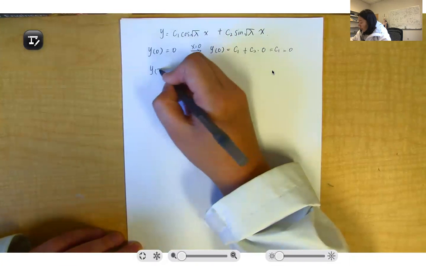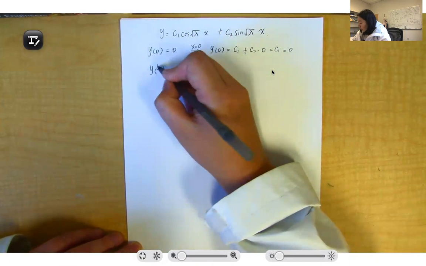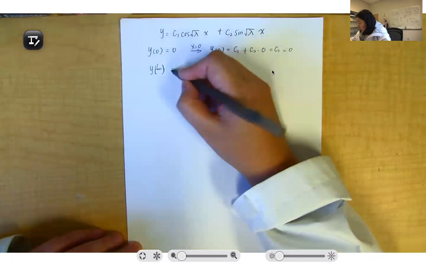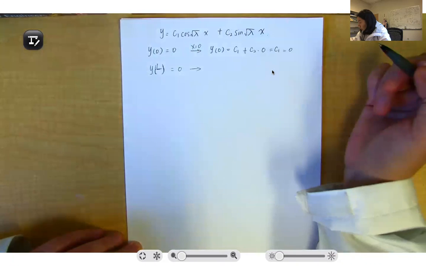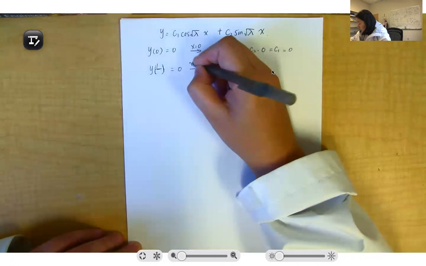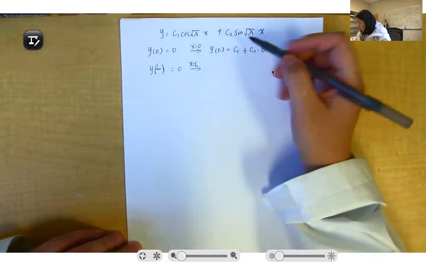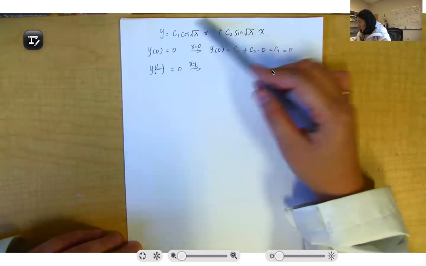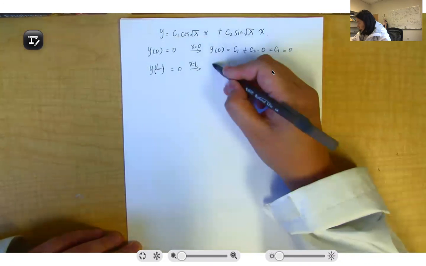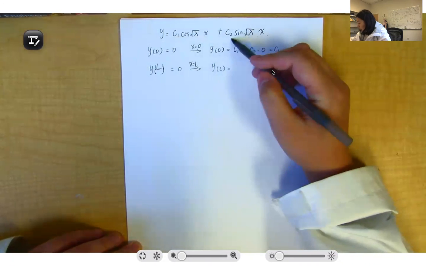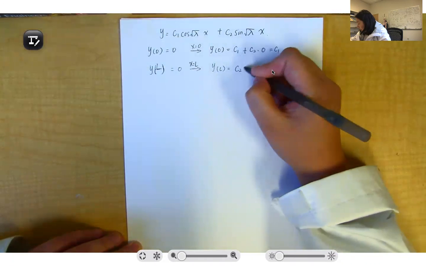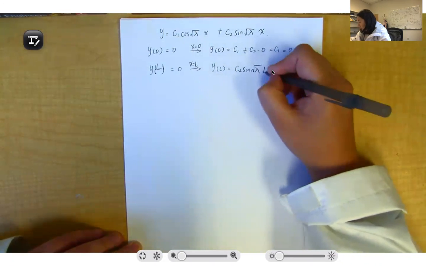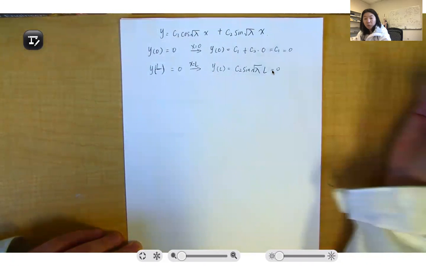Then we have y(L) as well. So y(L) is the second boundary condition. y(L) equals 0. That leads to our x equals L. And because C1 equals 0, this part will be equal to 0 anyways. Then y(L) will only have the C2 part, which is C2 sine root lambda L. And this is equal to 0.